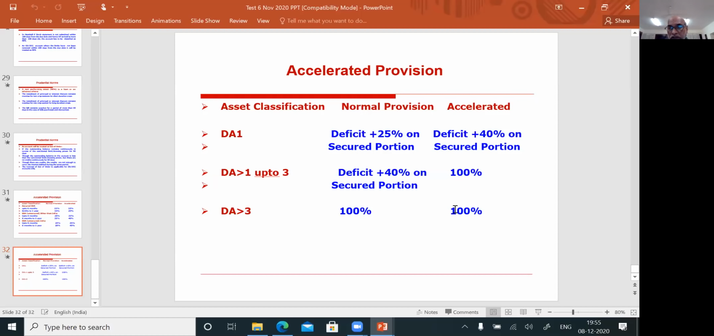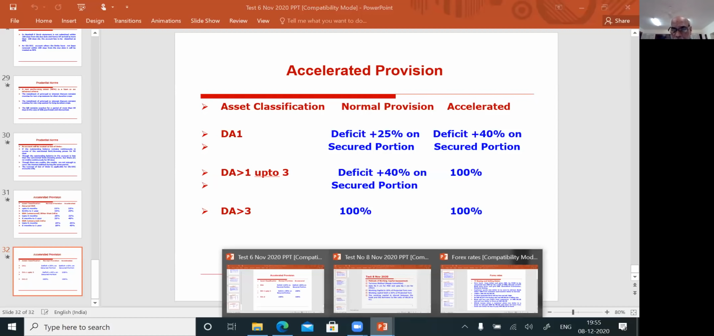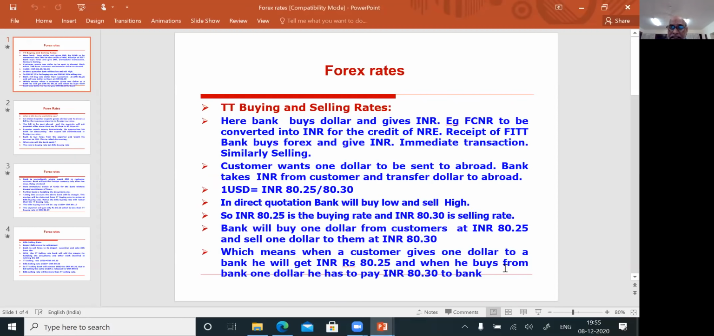So questions will definitely come. Yesterday somebody told me to make a difference with regard to the TT selling rate, TT buying rate, and then bills buying rate, bills selling rate. So the four potential norms, keep that in mind. The slides also we will upload.